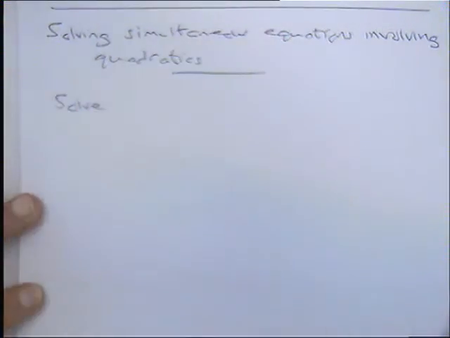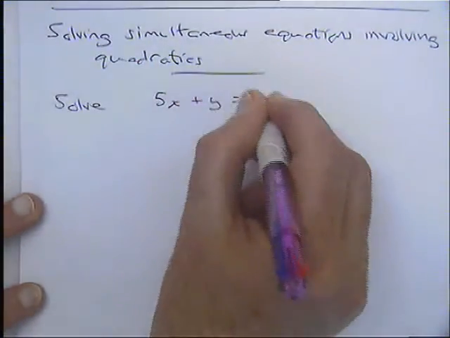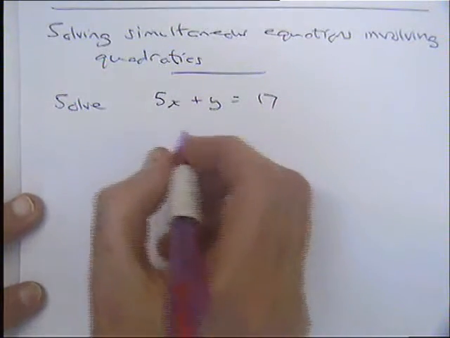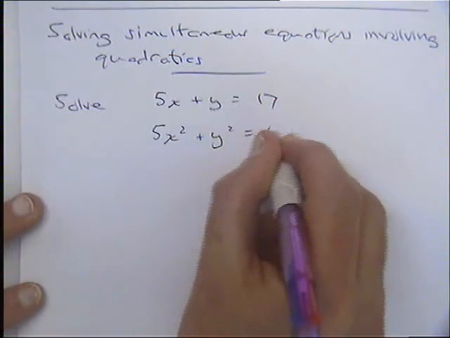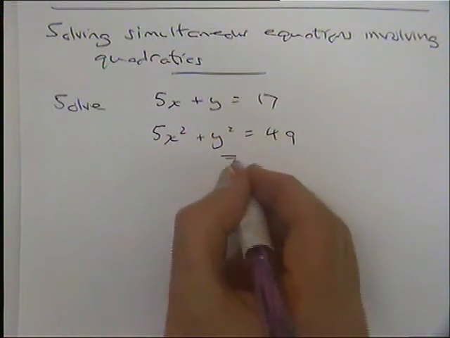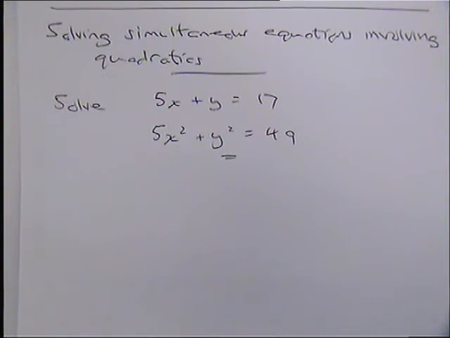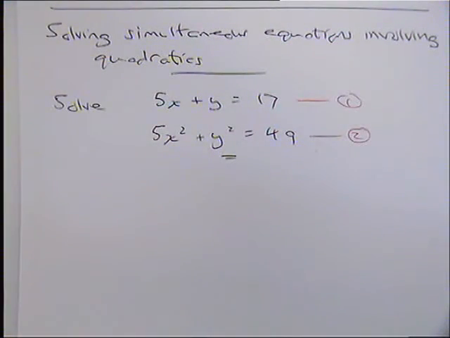If we solve a pair of simultaneous equations, 5x plus y equals 17, which pairs up with 5x squared plus y squared equals 49. There is our pair of simultaneous equations. I would always recommend, anytime you solve simultaneous equations, to label one of them number 1, one of them number 2. It helps you explain to the examiner what you are going to do.